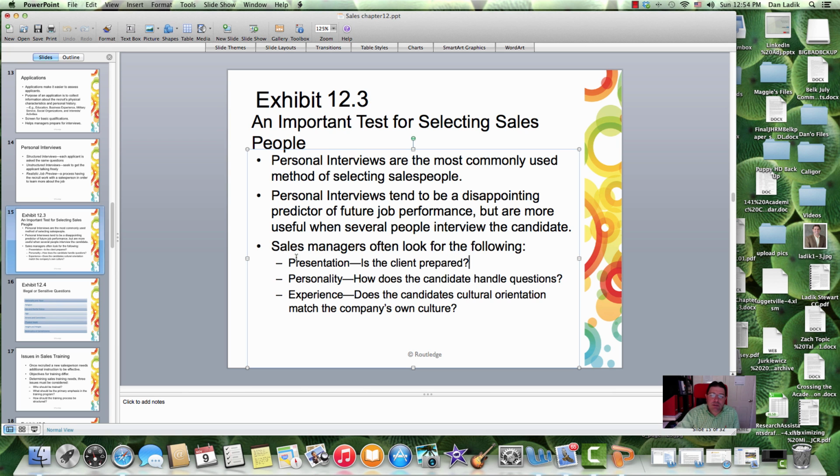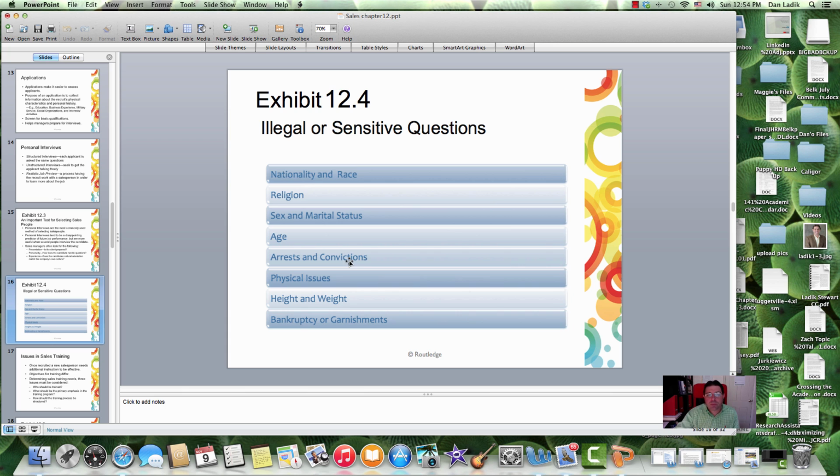What are the sales managers often looking for? They're looking for preparation. They're looking for adaptability, thinking on their feet, their personality. They're looking for some kind of experience, a good fit with the culture, match, fit. Those are good words. Within the interviewing process, these are questions that you legally should not ask.